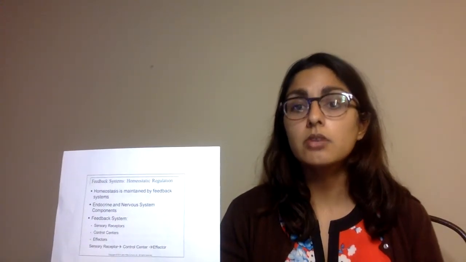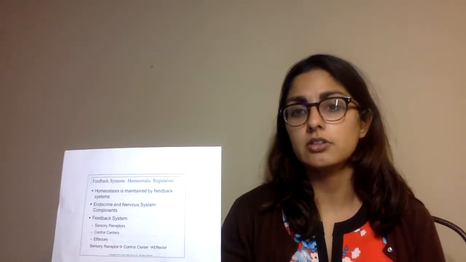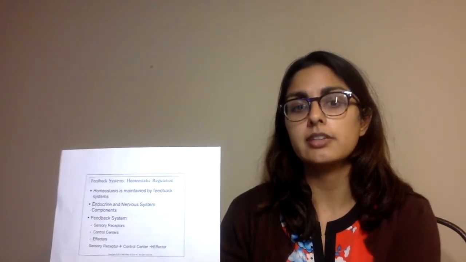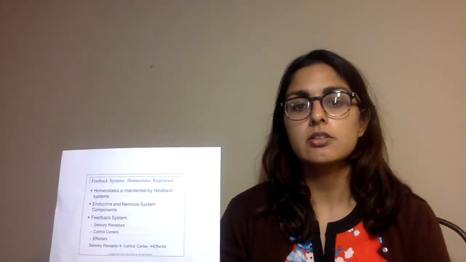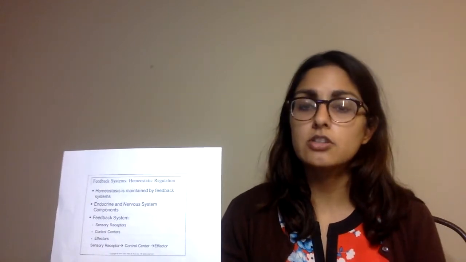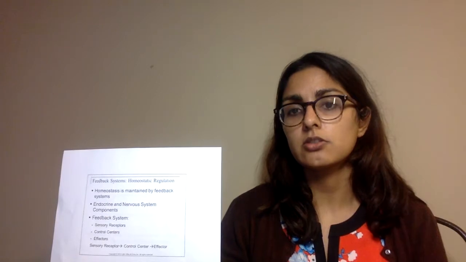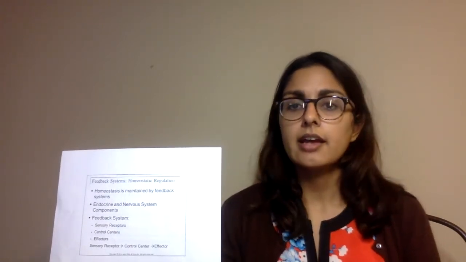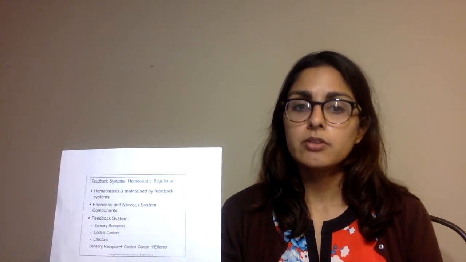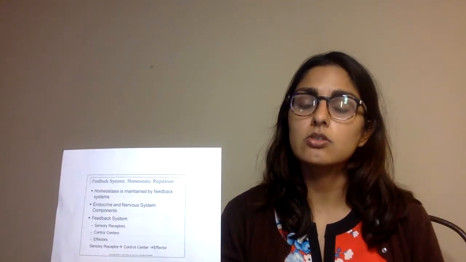And a basic feedback system is composed of three components: a sensory receptor, a control center, and an effector. And as shown in my PowerPoint slide here, the flow of information occurs this way. So the sensory receptor will detect a change in stimuli, and it will send or input information into the control center, which is usually the brain or spinal cord.